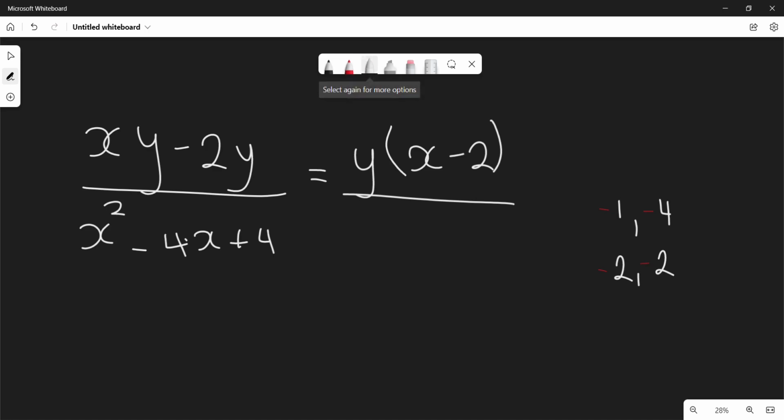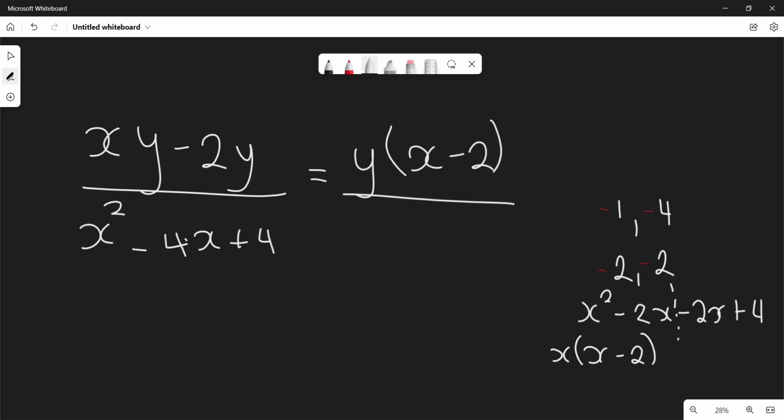Alright, so I'll have x squared minus 2x minus 2x plus 4. So then I'll have x minus 2, minus 2, x minus 2. So when I factorize the denominator, I got x minus 2, x minus 2.